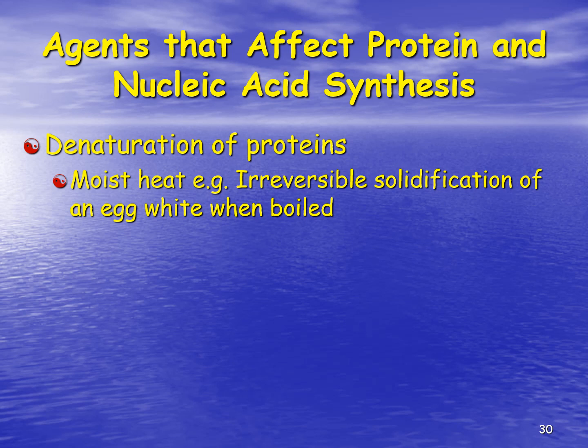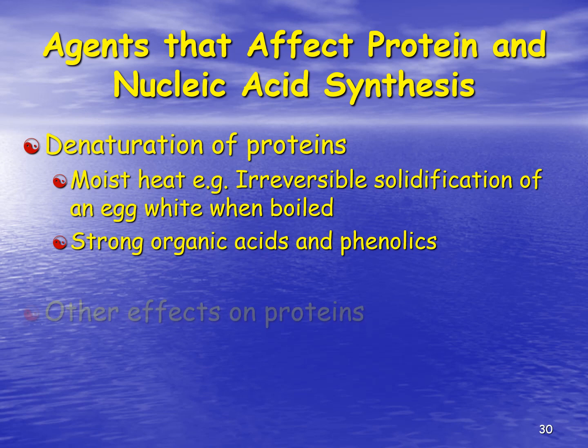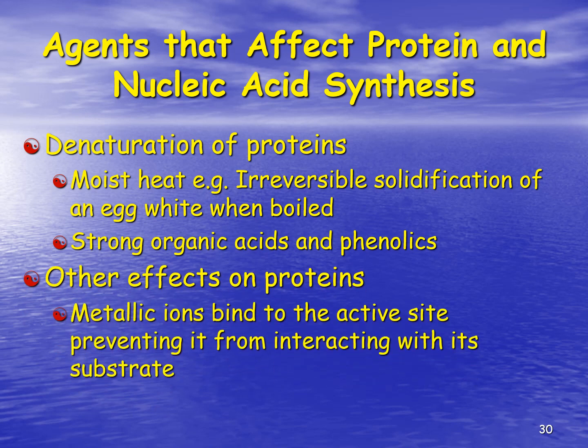So what could denature proteins or DNA? Well, certainly moist heat. This causes an irreversible solidification of the protein. And so, for example, when I boil an egg, the egg white goes from a liquid state and clear to being white and solid. We are denaturing the albumin protein. Strong organic acids or phenolics can denature proteins very easily. Some other effects, metallic ions could bind to the active site of enzymes, preventing it from interacting with its substrate by competitive inhibition.